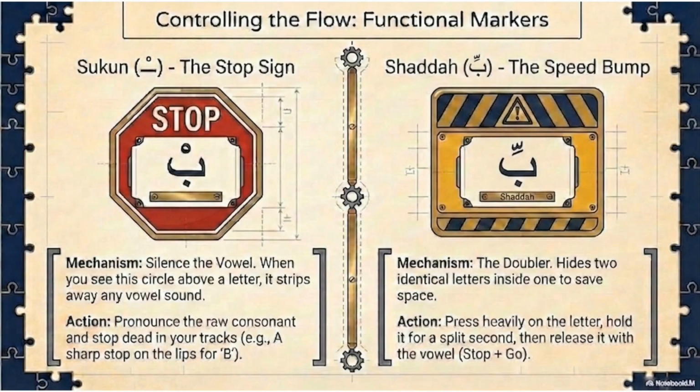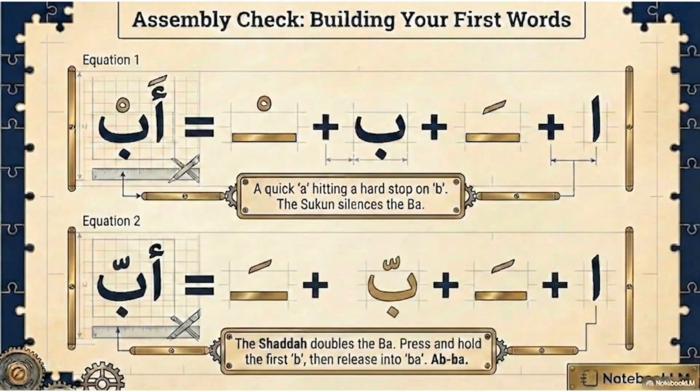Functional markers control the flow. Sukun is the stop sign, which silences the vowel and stops the flow. Shaddah is the speed bump, doubling a letter and requiring a heavy press and release. Stop plus go. Let's check assembly.